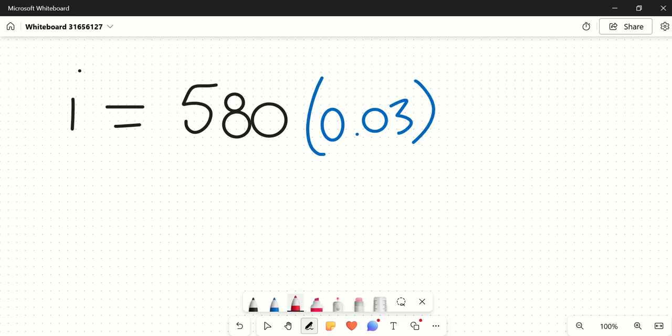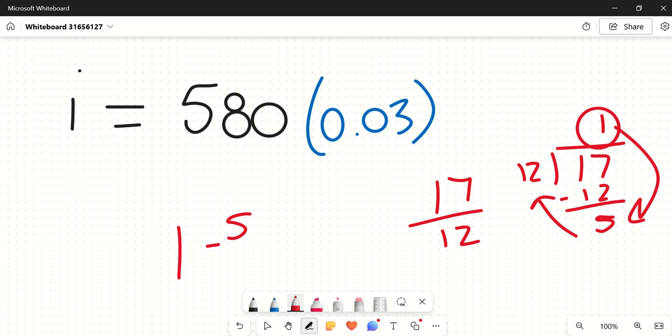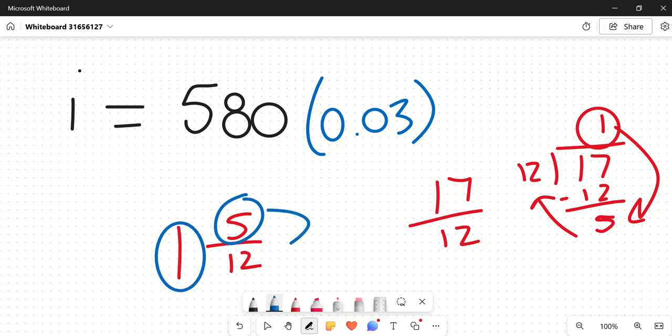Basically, what you guys did was this. 17 over 12, right? Because 1 year is 12 months. If I do this, 12 goes into 17 once. That's 1 5/12, ladies and gentlemen. This represents 1 year and 5 months because a whole year is 12 months.